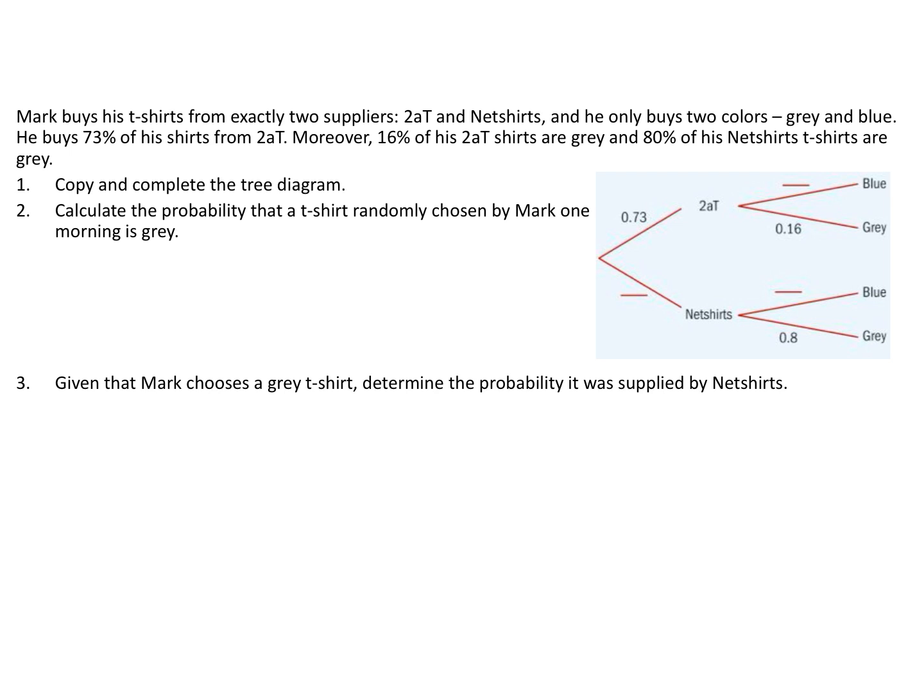Mark buys his t-shirts from exactly 2 suppliers, 2AT and Netsshirts, and he only buys 2 colors, gray and blue. He buys 73% of his shirts from 2AT, and 16% of his 2AT shirts are gray, and 80% of his Netsshirts are gray. So we have a tree diagram here, so complete the tree diagram with the missing pieces of information. Calculate the probability that a t-shirt randomly chosen by Mark one morning is gray, and then given that Mark chooses a gray t-shirt, determine the probability it was supplied by Netsshirts.